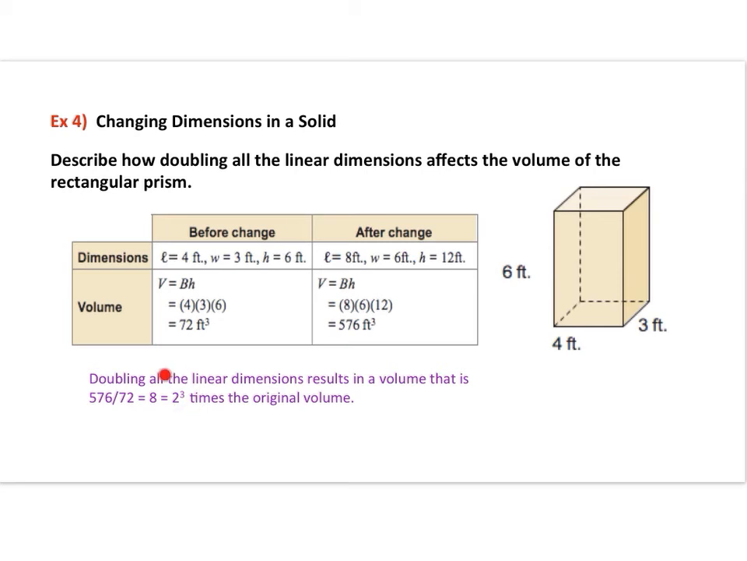So I can always take my scale factor that I'm changing my dimensions by, and whatever number of dimensions are changing, that's my power. So if I give you no picture and no other information, I can always use this information to go from an original volume to a new volume for any 3D object.